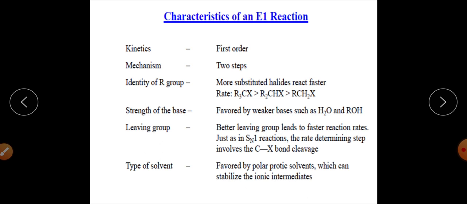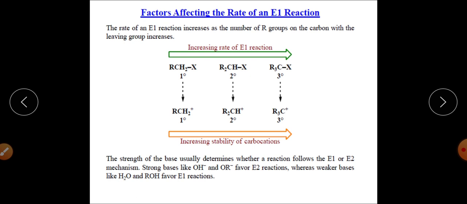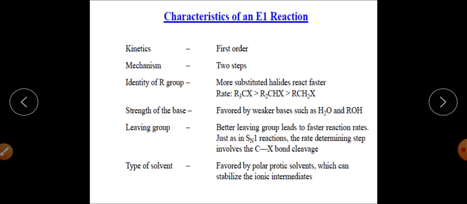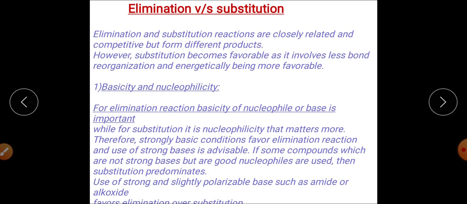So these are the different parameters. Here on your screen you can see how it is stabilizing the carbocation, and because of that reason it is having this order of reactivity. So that's all about the various parameters that are affecting the rate of the E1 and E2 reactions.